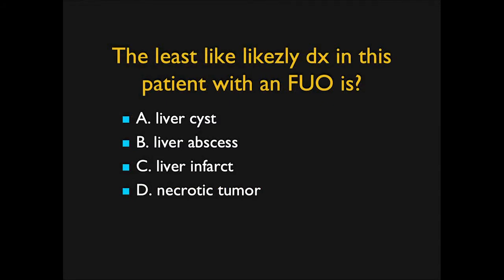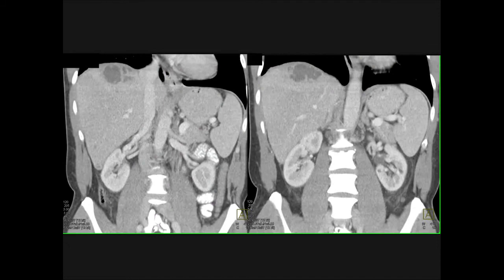In this case, I asked you what's the least likely diagnosis in this patient with an FUO. What do we see? We see a cystic lesion with septations, dome of liver. We also see perfusion changes. Could this be necrotic tumor like a neuroendocrine tumor or colon cancer? Absolutely. Can this be an infarct? Usually they're more wedge-shaped, but I guess it could be.